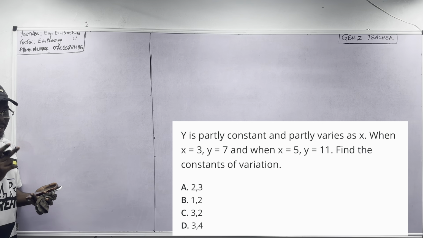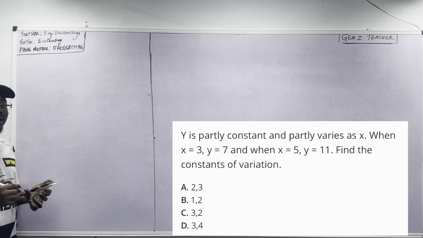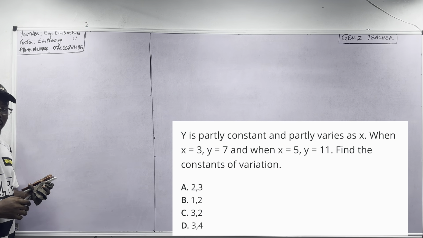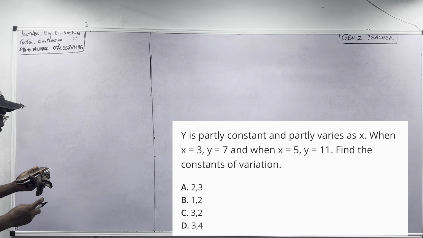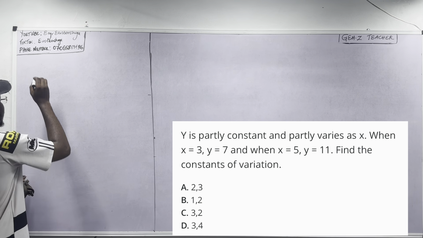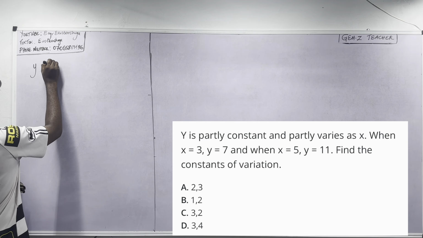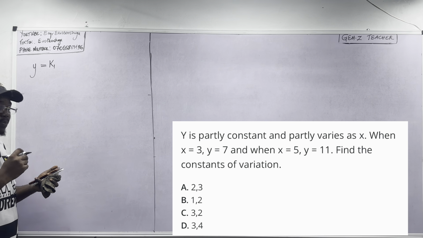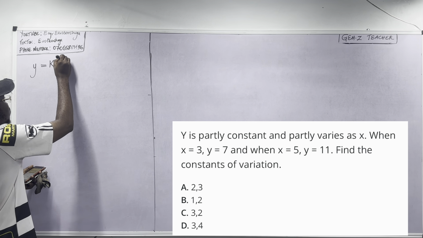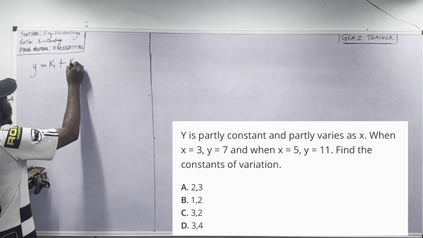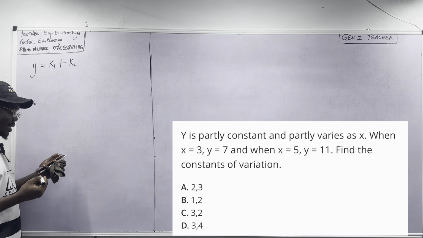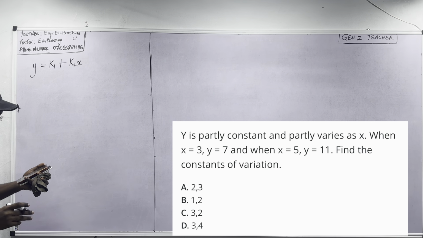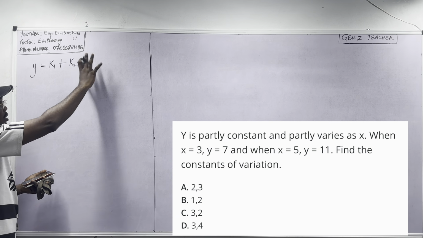Why? They said partly constant. We're going to be having 2 constants from the question. Now, this is how you express this kind of question. They said y is partly constant. That means y is equal to a particular constant, constant 1. And partly varies, so we're going to say plus, for and. Because it's varying, we have constant 2 times x, the direct variation. So we write x there. So this is the relationship between y and x, this expression.